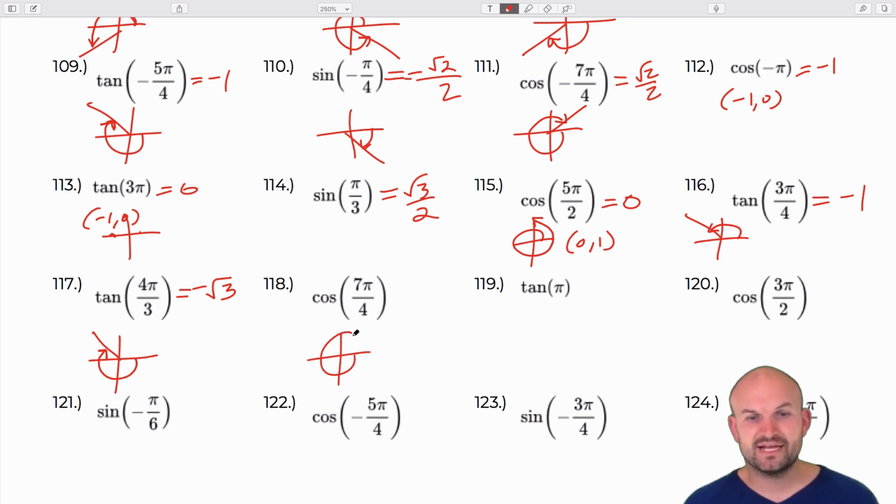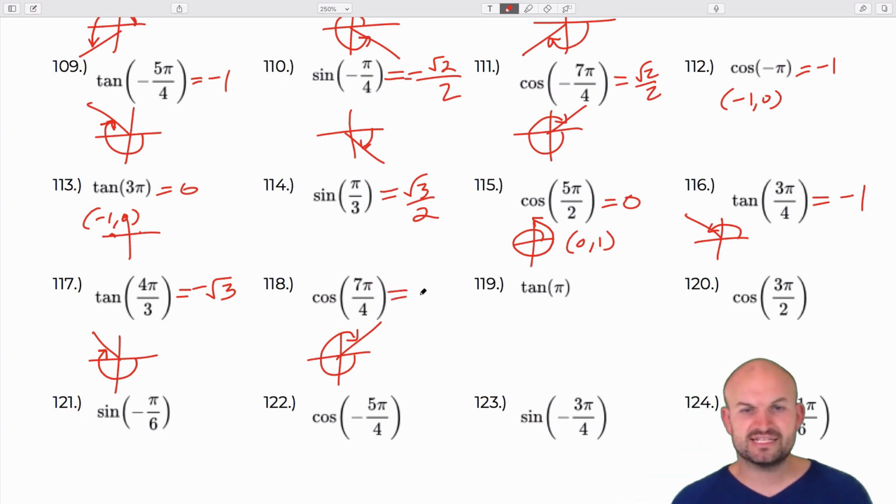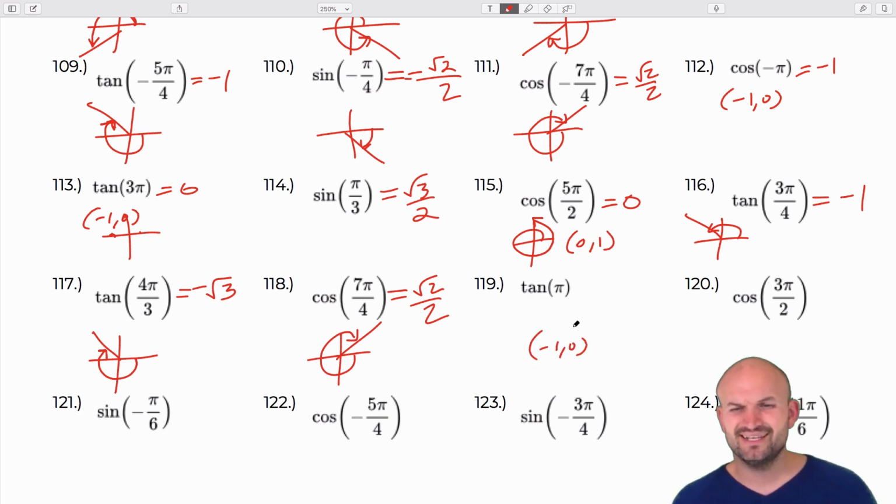7 pi over 4, that is in the first quadrant. Reference angle pi over 4, that's positive in the first quadrant, so therefore that's going to be square root of 2 over 2. The tangent of pi has a coordinate point negative 1, 0, so 0 over negative 1 is just going to be 0.